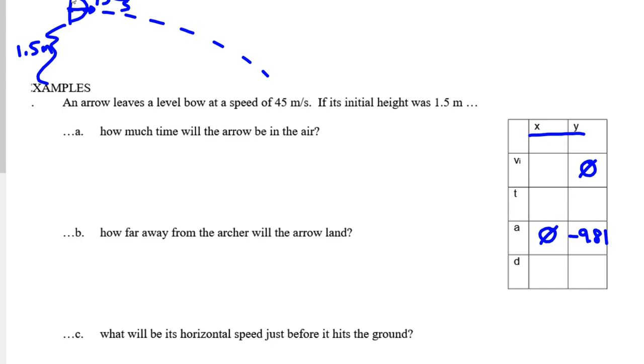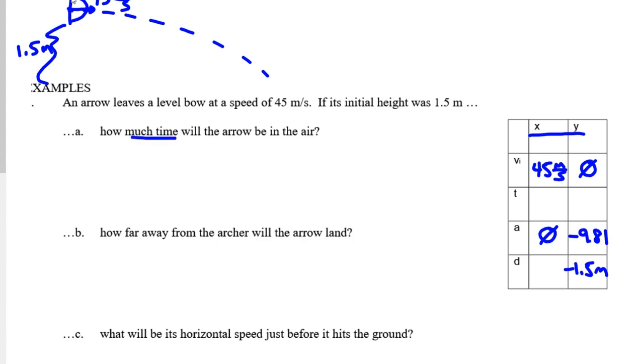So we know the vertical distance, which is 1.5, and that would be negative since it's falling down. We also know the initial horizontal velocity, which is 45 meters per second. Okay, and that's it. So the first thing is how much time will be in the air.